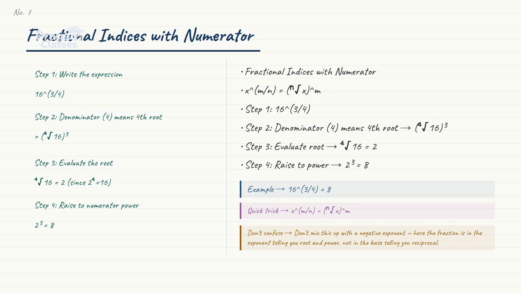Step 3. Evaluate the root. What number times itself four times gives 16? 2, because 2 to the 4th is 16. Step 4. And now raise that 2 to the power of 3, 2 cubed is 8. And here's a little trick: x to the m/n equals the nth root of x, all raised to the m. Quick heads up, don't mix this up with a negative exponent. Here the fraction is in the exponent telling you root and power, not in the base telling you reciprocal.